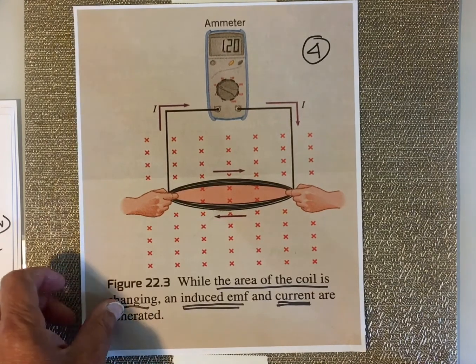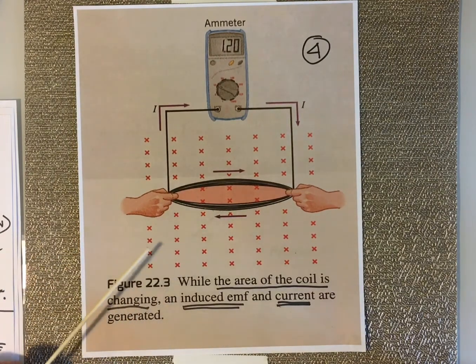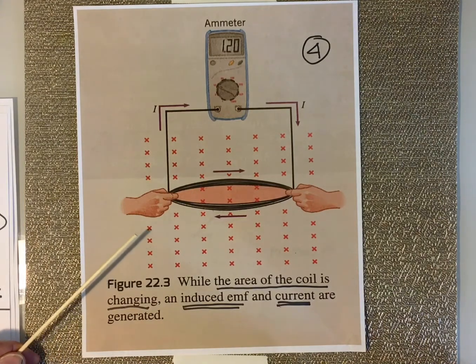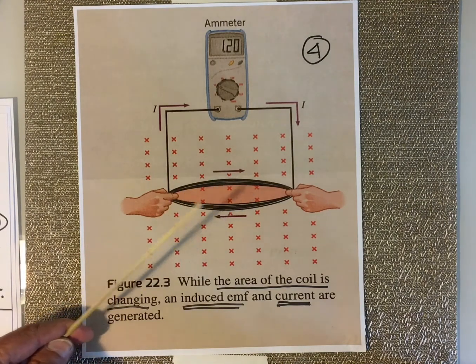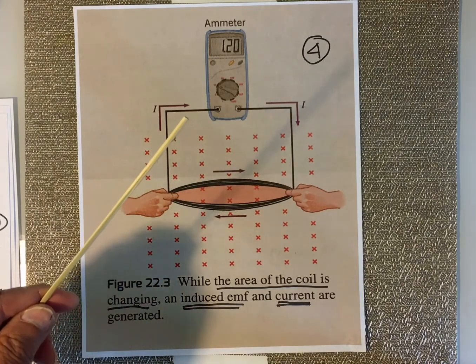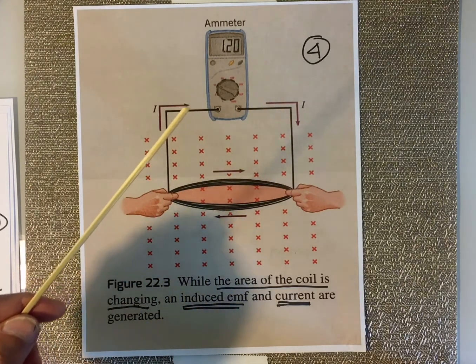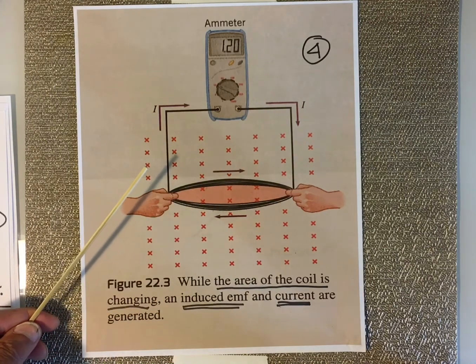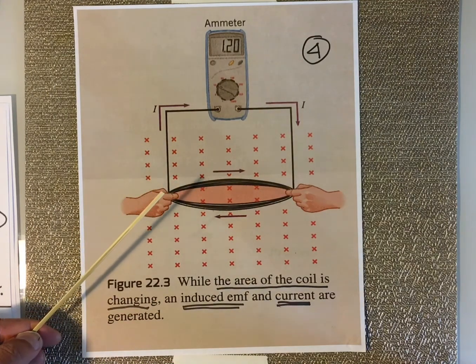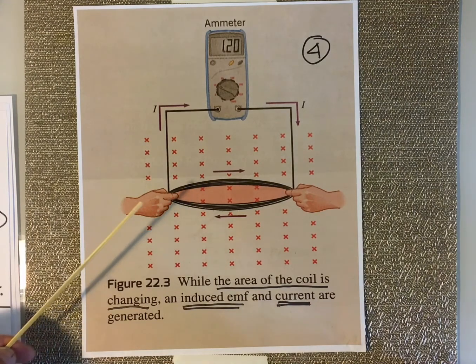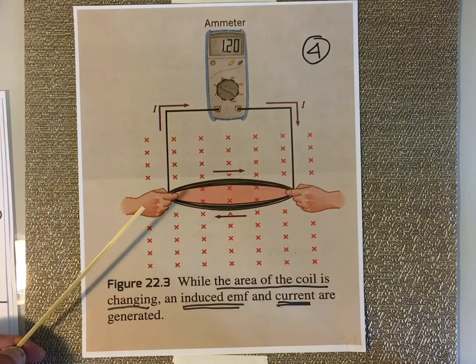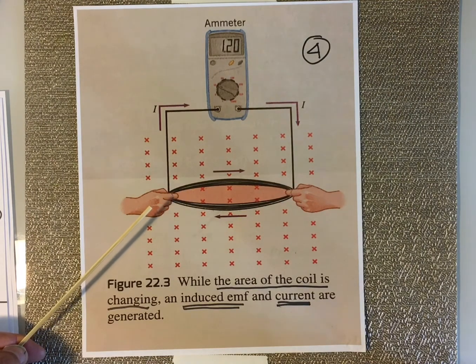Okay, the cross points, like you have marked in red, these are the magnetic field lines going onto the paper, and this is the coil you have connected to an ammeter to measure the current. What happens here is, as you keep on changing the area of the coil, like you pull it, the area changes, or you push it, the area changes, it will generate induced EMF and the current will be there.